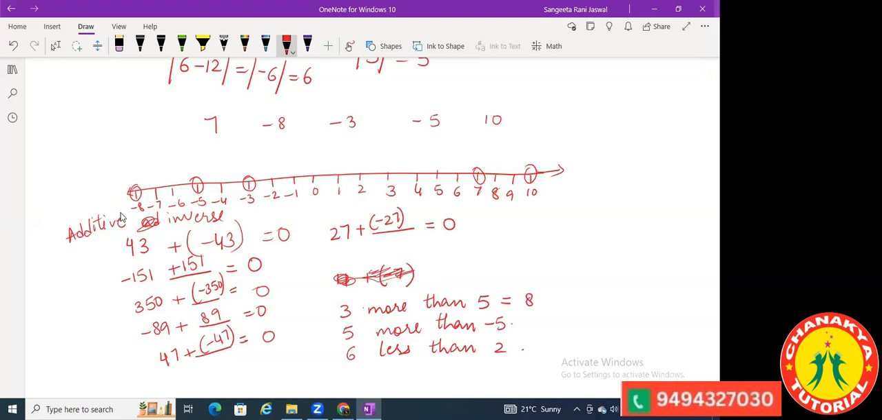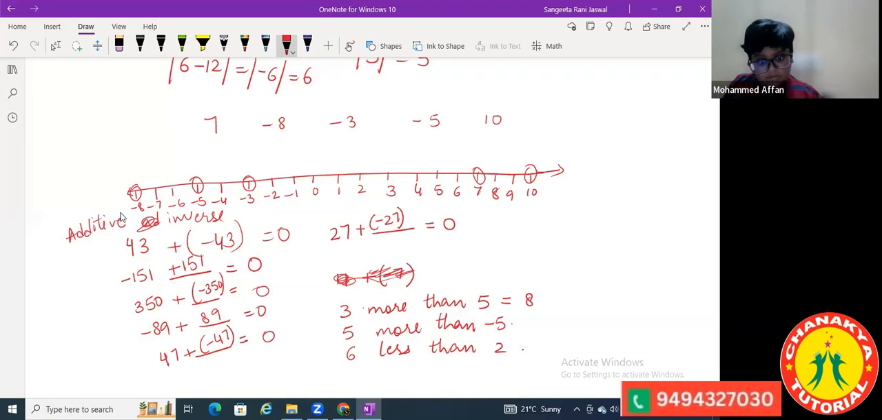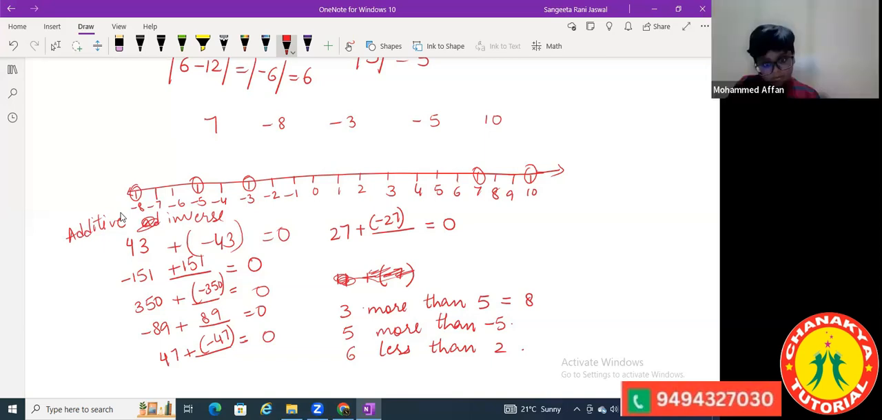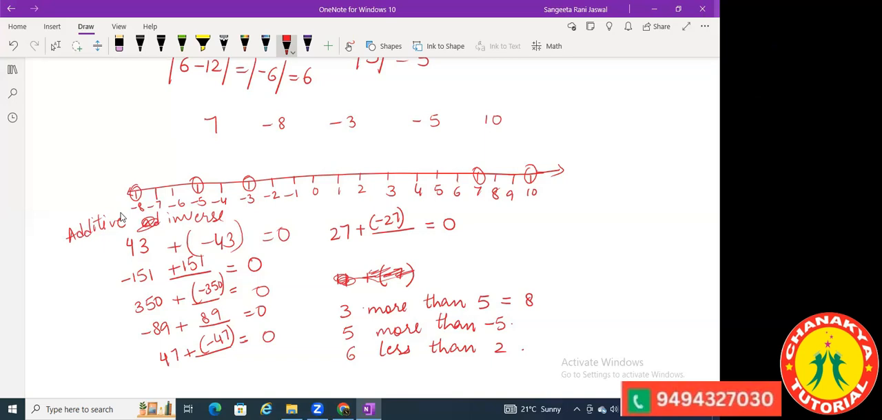Okay, Afan, tell me this. 5 more than minus 5. Have you done this? Do it and tell me the answer. Ma'am, 0. I'm asking Afan. Wait for your turn, please.